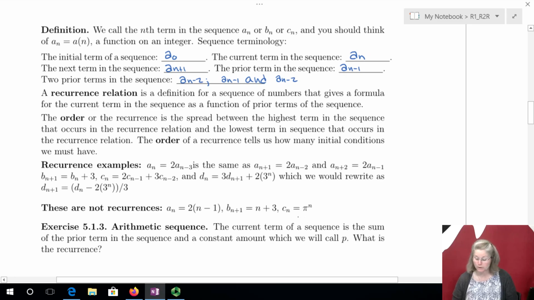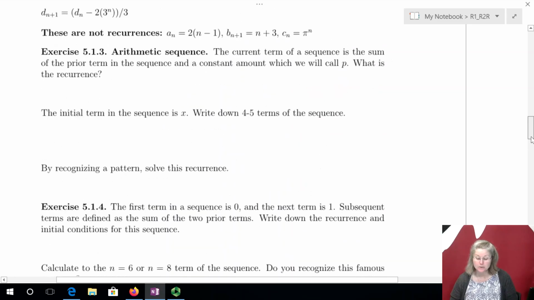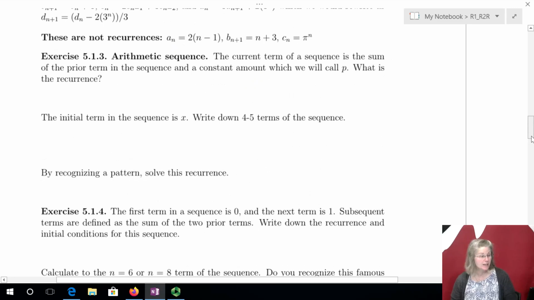So let's work with a few recurrences. The first recurrence we're going to take a look at is going to be this arithmetic sequence. And if we look at words to describe an arithmetic sequence, it is that the current term of a sequence is the sum of the prior term in the sequence and a constant amount which we will call p.